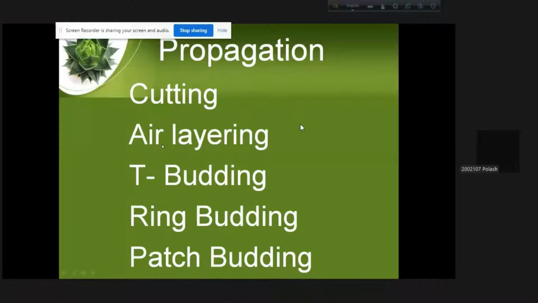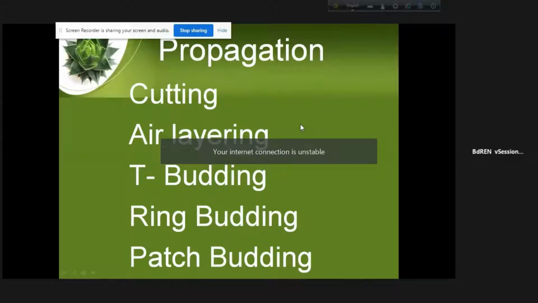Sir, how should I give the definition of cutting if it comes in the exam? Yes, I'm telling. Just hear, understand, and then write according to that. Cutting is a process where we grow roots on different plant parts like root, shoot, leaf by separating those plant parts from the mother plant. Actually, this is the definition.